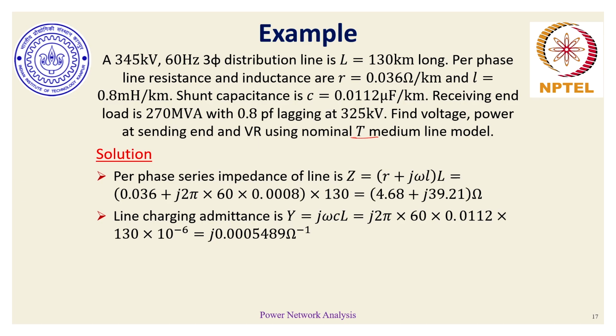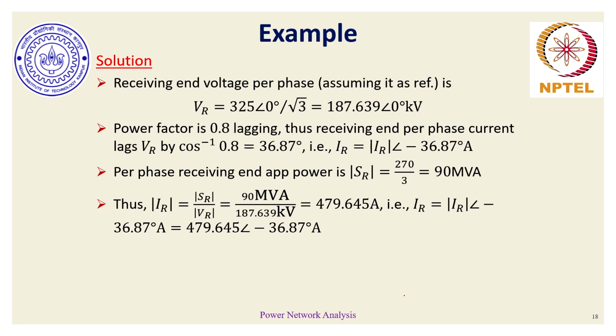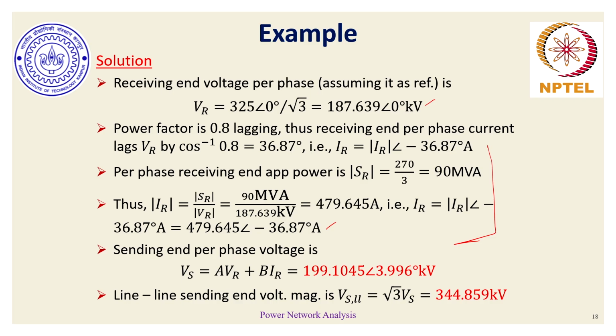The same example, if we were to solve using the nominal T model, the values of capital Z and Y remain the same. The ABCD parameters might be different; specifically, the B and C parameters are different. We do a similar exercise. We find the receiving end voltage and choose that as the reference phasor. We find the receiving end current. The values still remain the same. Now with the new ABCD parameters, if we find Vs, the value is a little different.